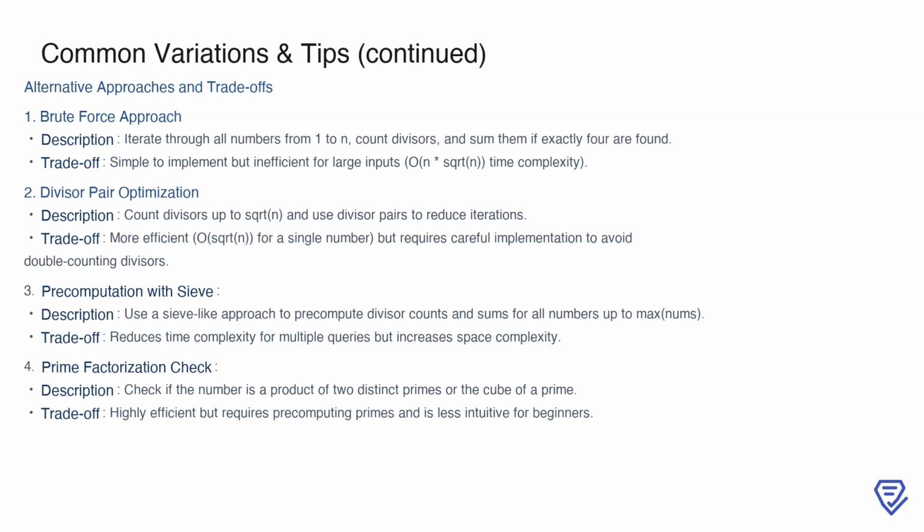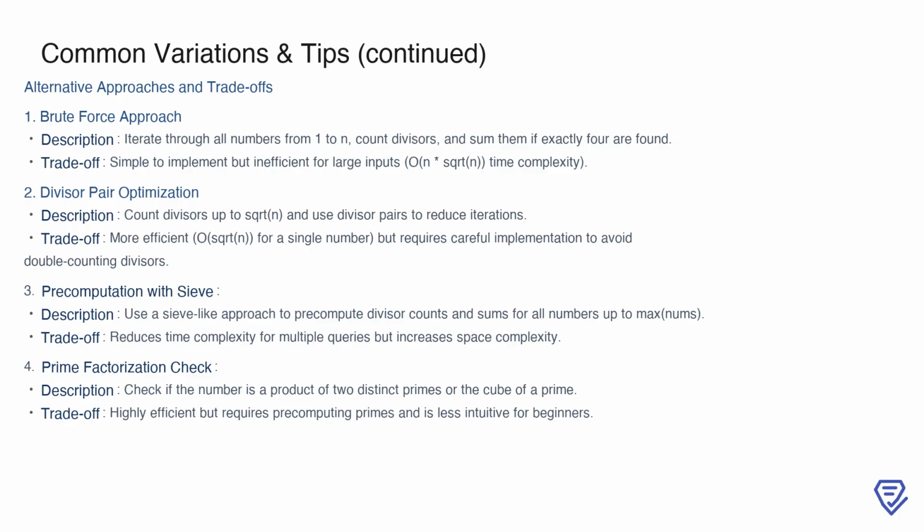There are multiple approaches to solving this problem, each with its own trade-offs. The brute force approach is the simplest. It involves iterating through all numbers from 1 to n, counting divisors, and summing them if exactly 4 are found. However, this approach is inefficient for large inputs, as its time complexity is O(n * sqrt(n)).